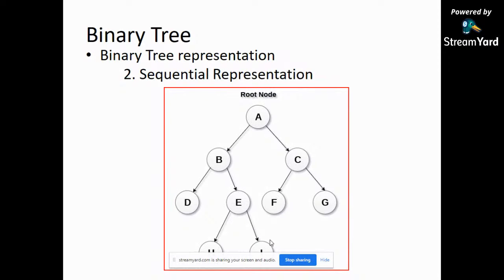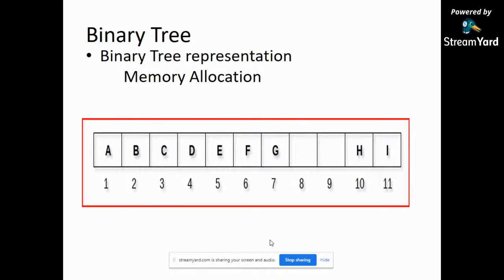Next is sequential representation. In sequential representation, we'll use an array. This is the simplest memory allocation technique to store the tree elements, but it is an inefficient technique since it requires a lot of space to store the tree elements. A binary tree is shown in the following figure along with its memory allocation. So here you can see this is the memory allocation, contiguous memory allocation.